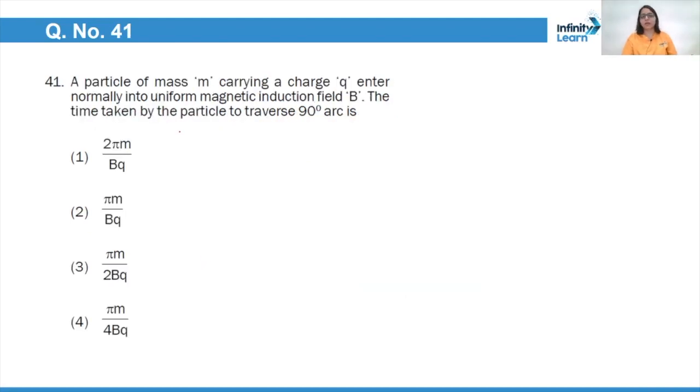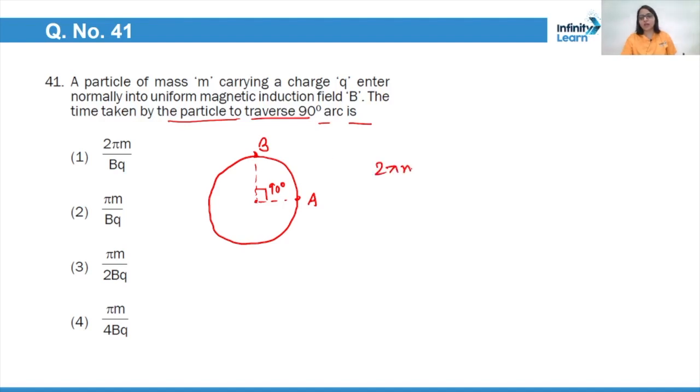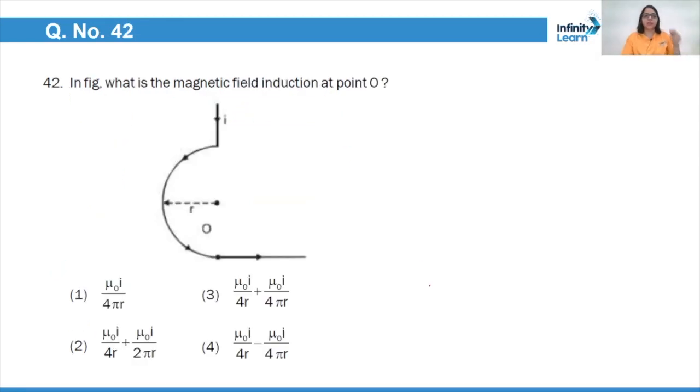Question number 41. A particle of mass m carrying a charge q enters normally into a uniform magnetic field induction B. The time taken by the particle to traverse a 90 degree arc is. So the particle will perform circular motion. This will be the 90 degree arc. So we need to find the time taken by the particle to reach from point A to B. Right. So total time taken is 2 pi m upon qB, and this is just 1/4 of the path. So it will be 1 by 4 times the total time, which is pi m upon 2qB, which is option 3.